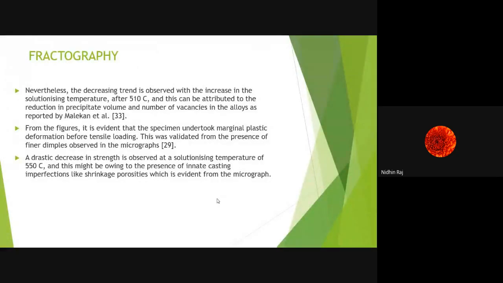So as I said, the decreasing trend is observed here with an increasing solutionizing temperature, and this was attributed to reduction in precipitate volume and number of vacancies in alloys. And this was reported before also. Now, as I said, the specimen undertook a marginal plastic deformation before the tensile loading has taken place. And this was validated from the presence of finer dimples that was observed in the micrograph. Now, decrease in the strength is observed at a solutionizing temperature of 550 degrees Celsius, and this might be owing to the presence of innate casting imperfections like shrinkage, porosities, etc., which is evident from the micrograph itself.